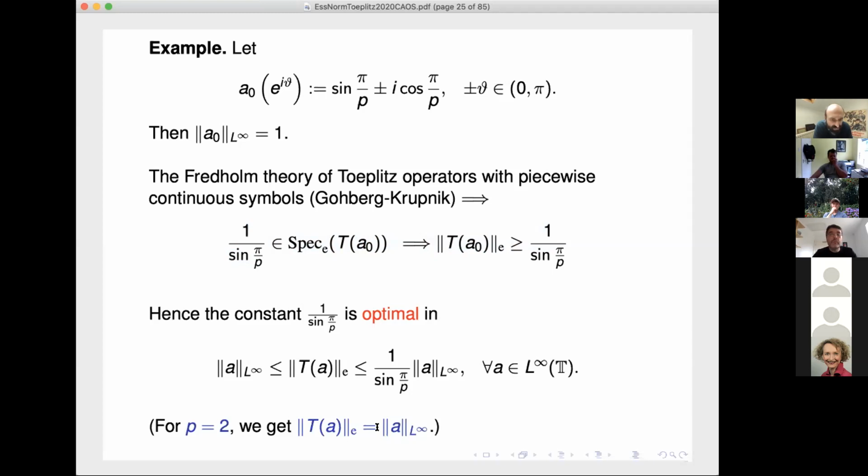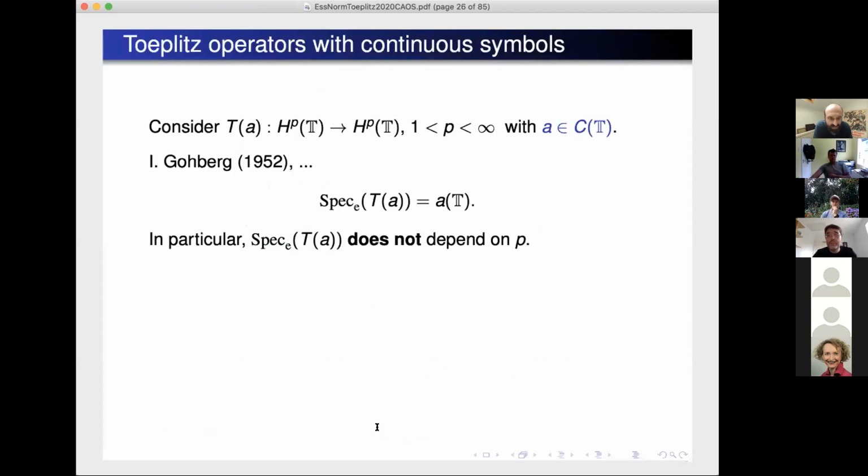Now, moving to continuous. My talk is not about the general symbols, it's about continuous symbols. For continuous symbols, there's an old result by Goldberg that the essential spectrum does not depend on P. If it's continuous, you have just one loop, maybe self-intersecting, a contour, the set of values of the symbol, and that's your essential spectrum. Then the spectrum depends on the winding number. You go into the complement of the essential spectrum, open sets there, and you look at the winding number of your curve around your point, and if it's zero, then you are not in the spectrum. If it is not zero, then you are in the spectrum, etc.